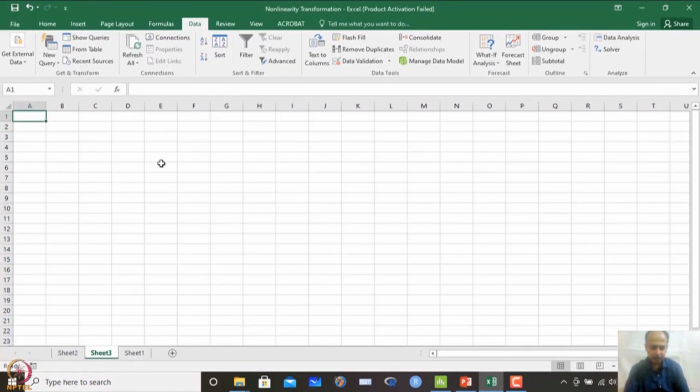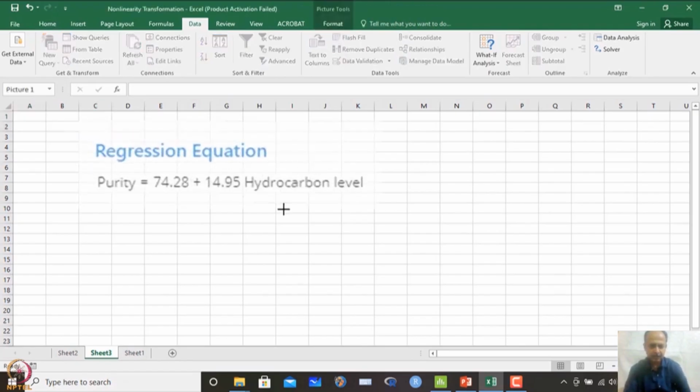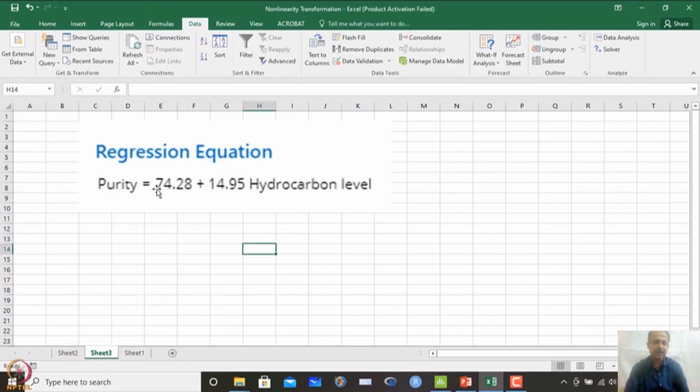Let us say I want to see the results. Over here, this is the first result. The equation that MINITAB has generated is purity equals, this is the intercept beta 0, 74.28, estimated based on the formulation that we have shown, and 14.95 is the beta 1, that is the slope. For a 1 unit increase of hydrocarbon level, how much will be the average increase in the purity? That is given by 14.95.